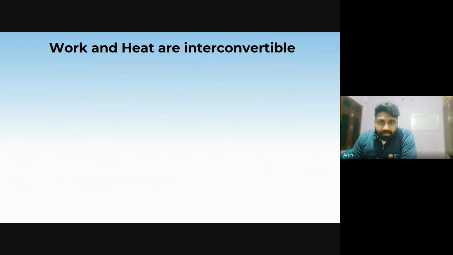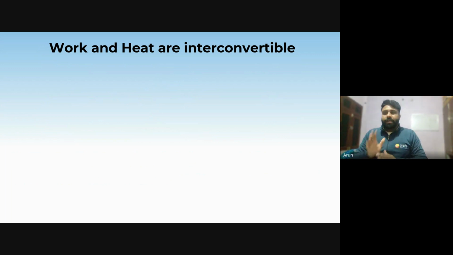Now, work and heat are interconvertible. Obviously, because if you do the work, the heat will be generated. If you heat up something, the work will be done.